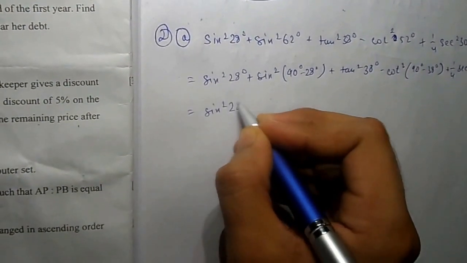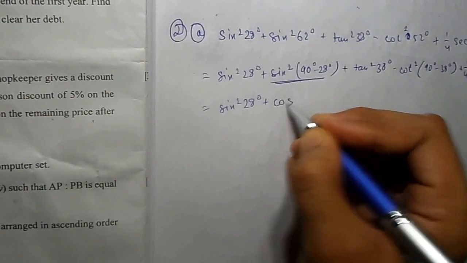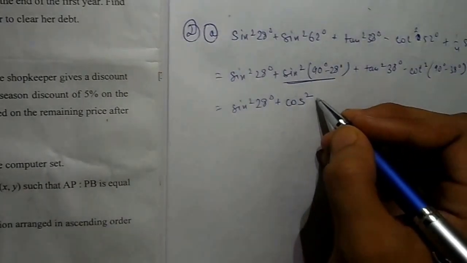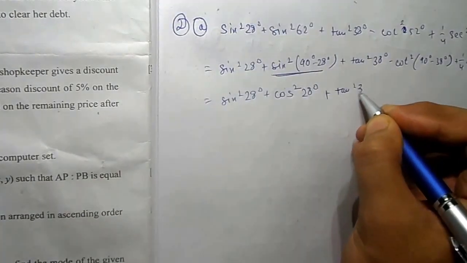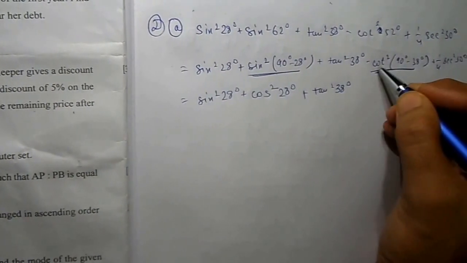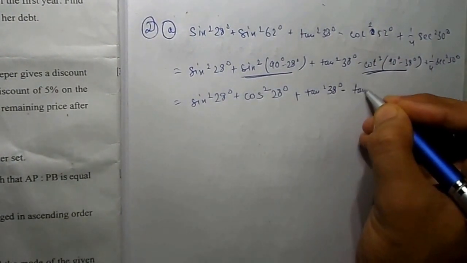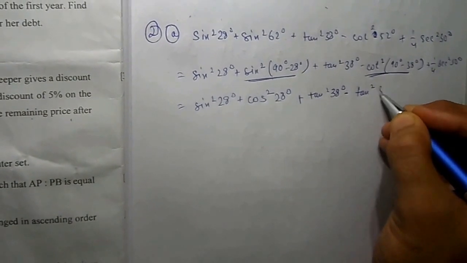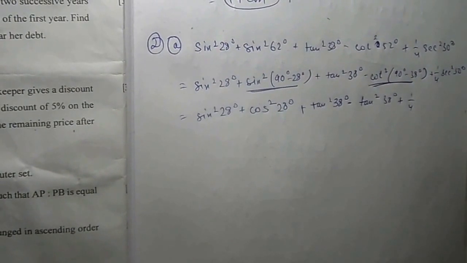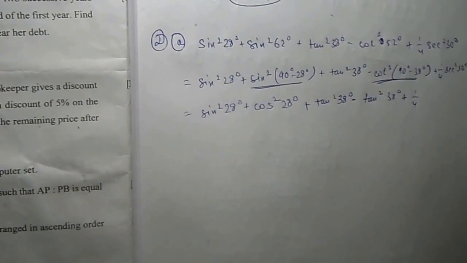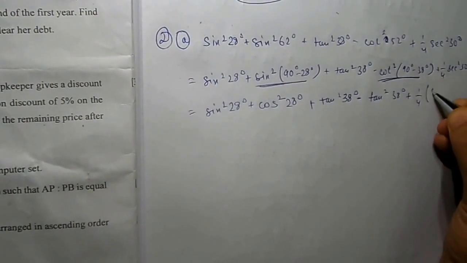So it will be sine square 28 degree plus, now this equals cos, so we have a square over here, so we will write cos square 28 degree. Now tan square 38, this cot 90 minus theta equals tan theta, so we write over here tan, and we have a square, so we will write tan square 38 degree, and the value of sec 30 is 2 by root 3. Now the value of cos 30 is root 3 by 2, sec is the inverse of cos, so we get 2 by root 3, 1 by 4 into 2 by root 3.